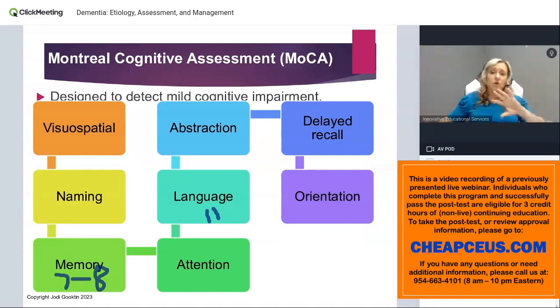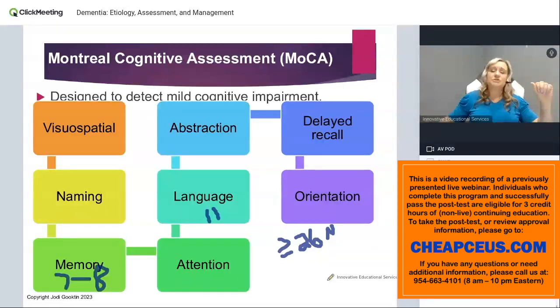When we look at different cutoffs overall for the scoring of this particular tool, someone with a score of greater than or equal to 26, this is going to be considered normal. The scoring does have an adaptation in the calculation there. If someone's educational level is under 12 years of formal education, but 26 is considered our normal score. So below a score of 26 is what they're saying is that cutoff for mild cognitive impairment, and it has 100% sensitivity but a low specificity.